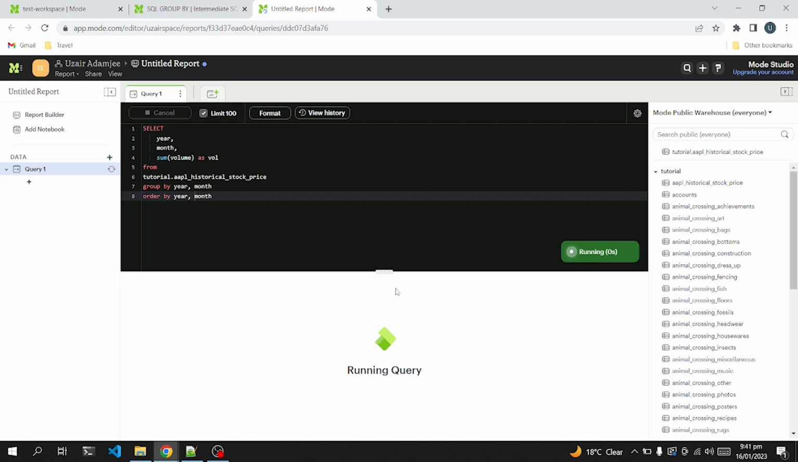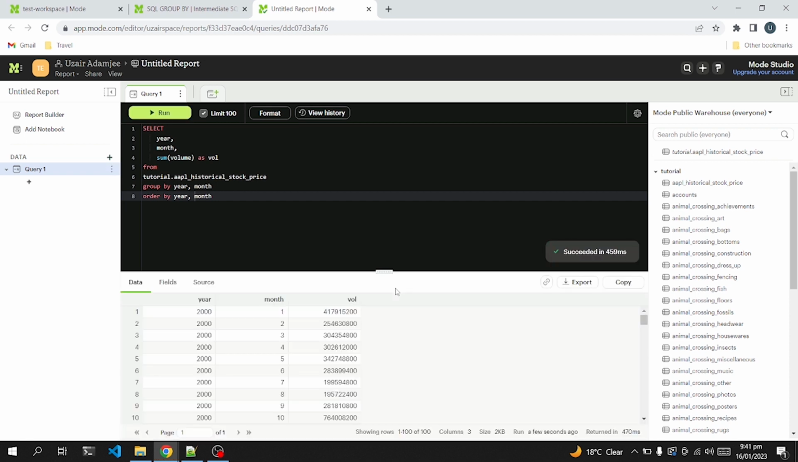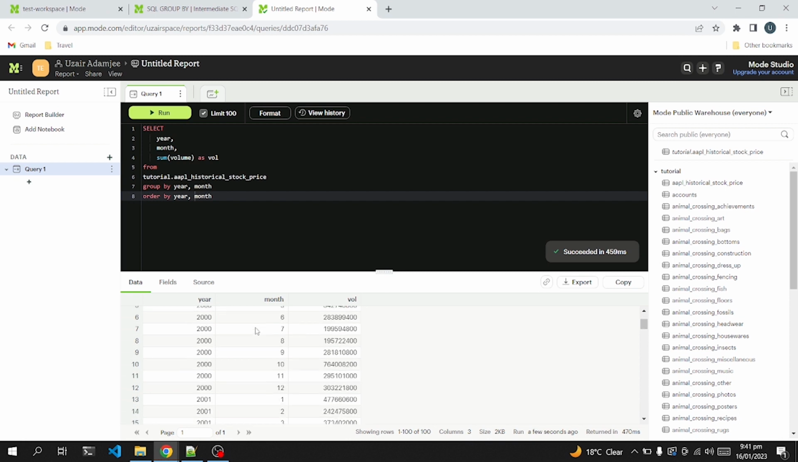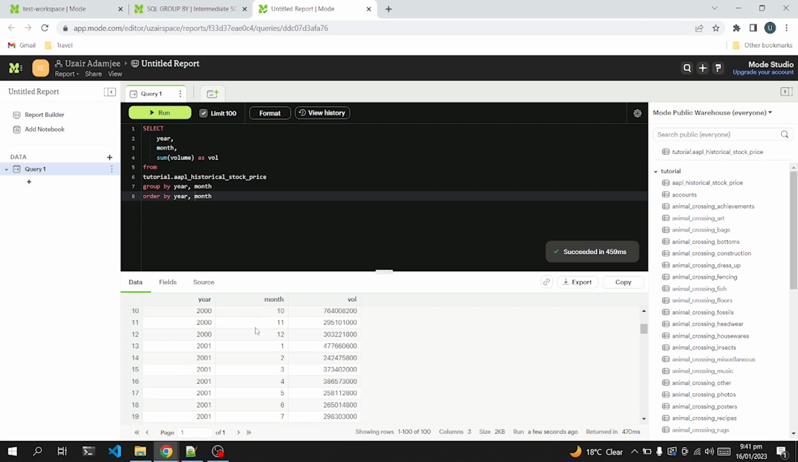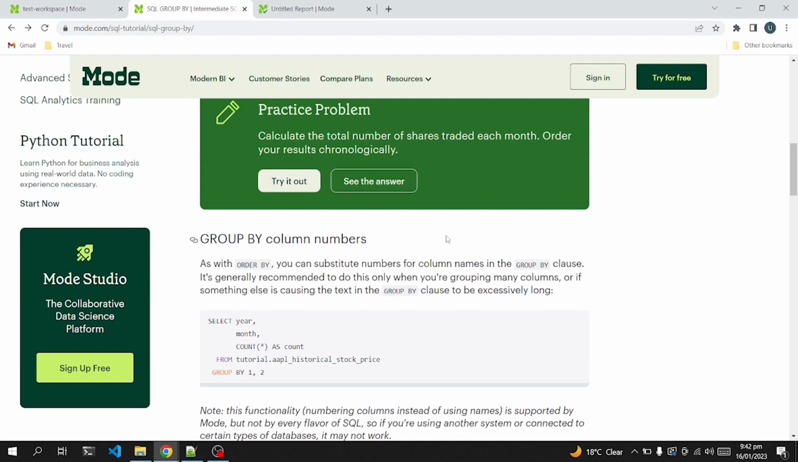So basically it will first group by one year, and it will show all months of that specific year, and then move towards the next year, which is 2001, and then its specific months and its specific volume or total number of shares. That's how you write a query. Moving on to the next problem.